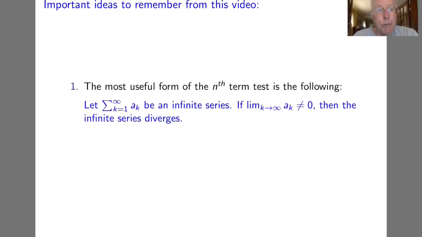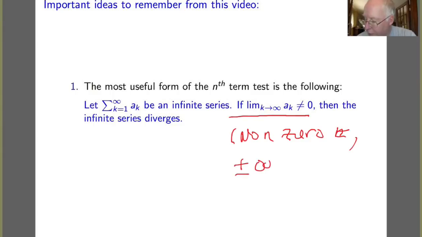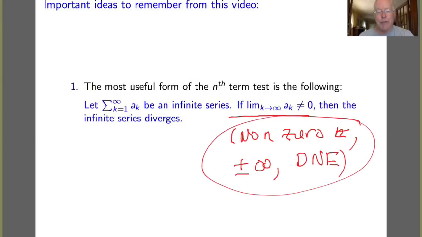Okay, the takeaways here. We studied two different aspects about series. The first is the nth term test, which says the following. This is the way we're going to use it. Let the summation from k equals 1 to infinity of a sub k be an infinite series. If the limit of a sub k as k goes to infinity is not 0, so it might be a non-zero finite number, it might be plus or minus infinity, or it simply might not exist for other reasons, if any of these things happen, then the infinite series must diverge.